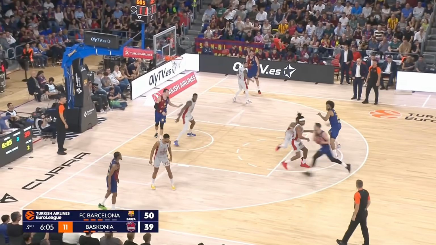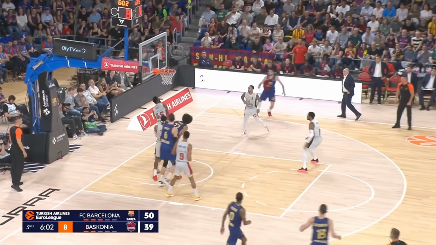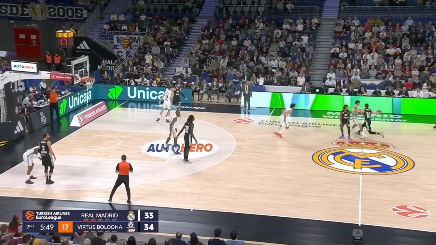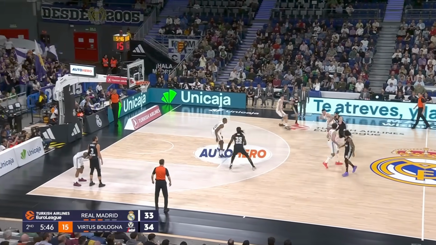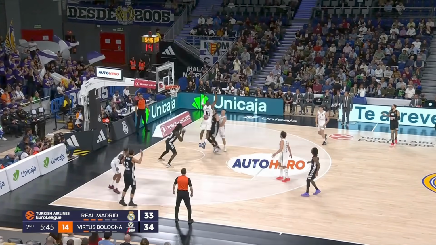Now, in that possession, the help side defender was late, so the guard could score a layup. In this possession, the help side defender is on time, and it results in this block. So anytime that you can get downhill against your defender, you are probably going to run into a help side defender, and the goal is to engage that defender and then look to pass it off.